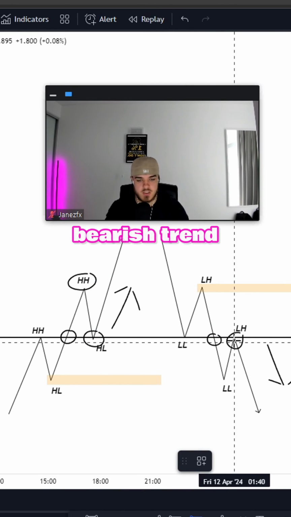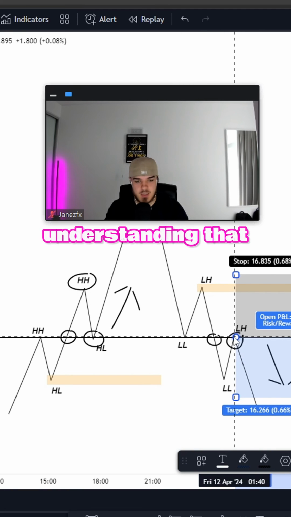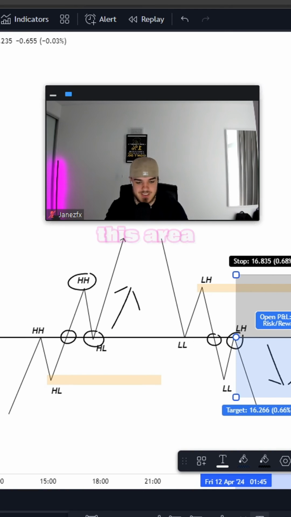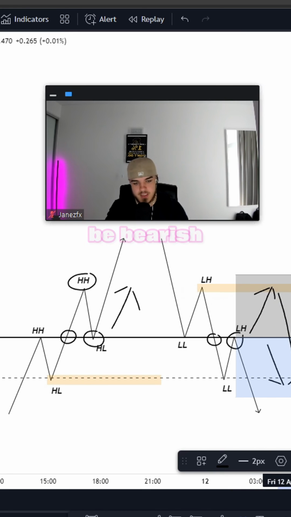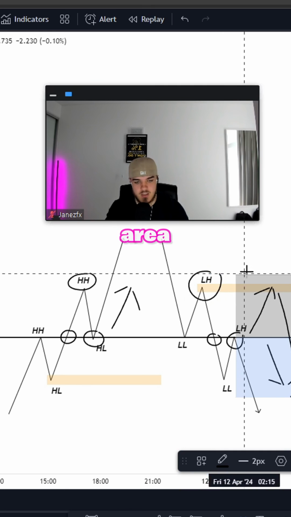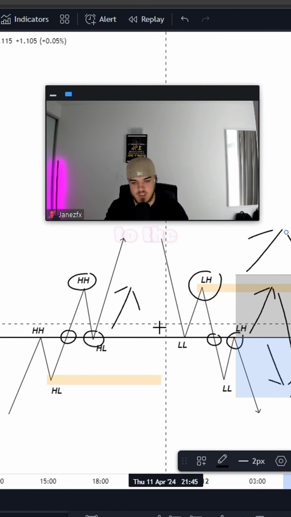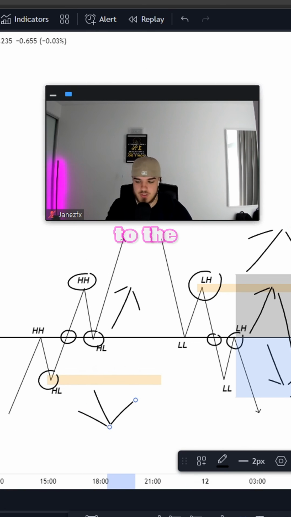Same thing with the bearish trend. If I got in some sells here, my stops would be above that previous lower high, understanding that price can pull back all the way into this area up here. Price can pull all the way back into here and still be bearish to continue to the downside. But once you start to break above this area, that's when you may see price continue to push to the upside. And once you start to break below this area, that's when you may see price continue to push to the downside.